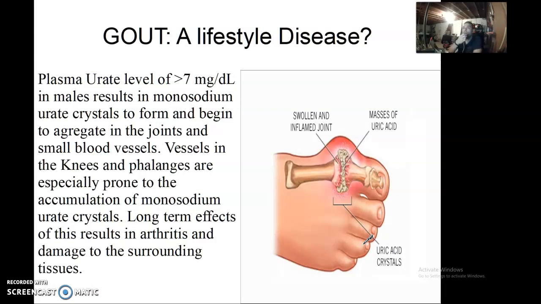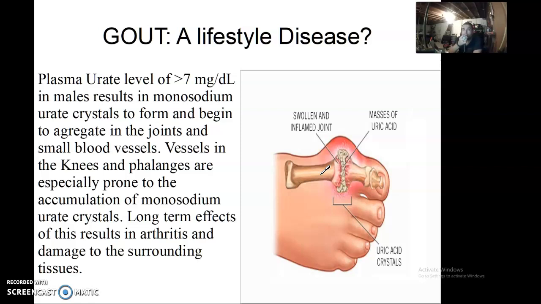So, gout. Gout is usually considered a lifestyle disease. It's generally considered due to excess, much like diabetes is considered a lifestyle disease a lot of times. But as with diabetes, we have many genetic causes of gout that make us predisposed to gout. Uric acid crystals are formed and end up depositing in the lower extremities a lot.